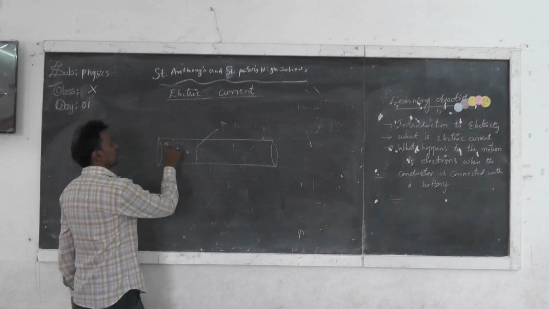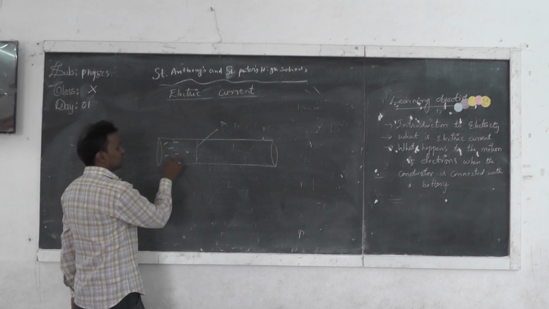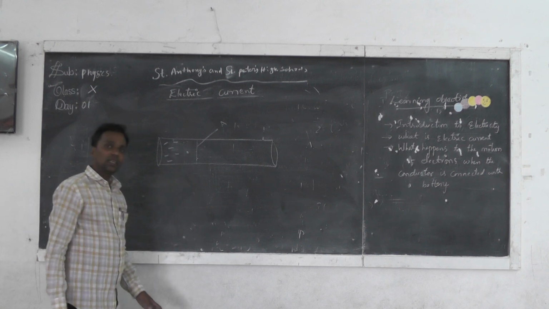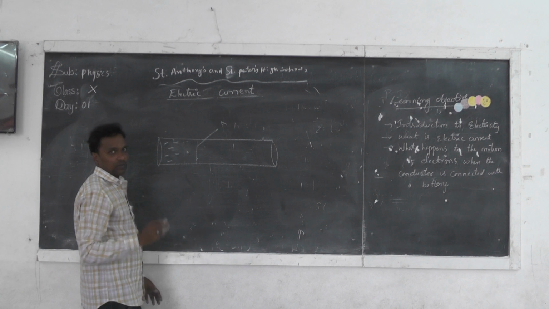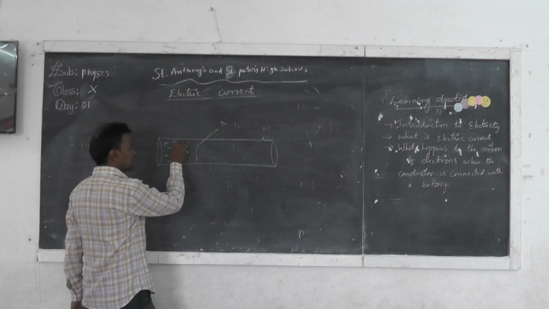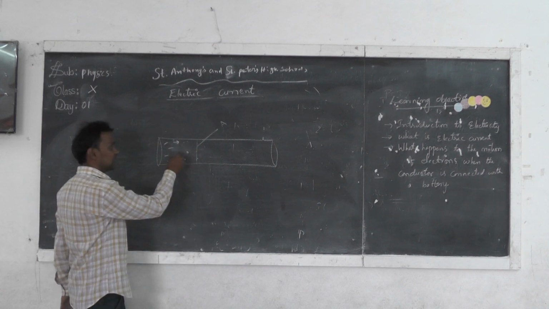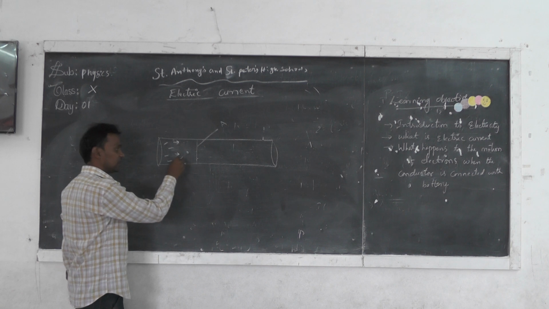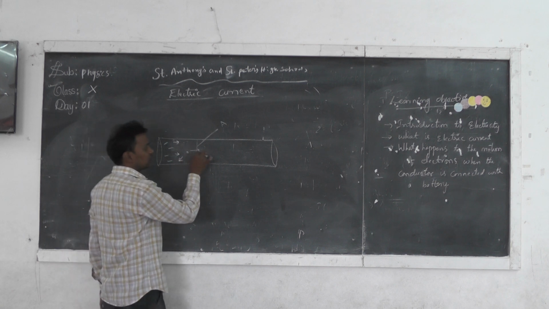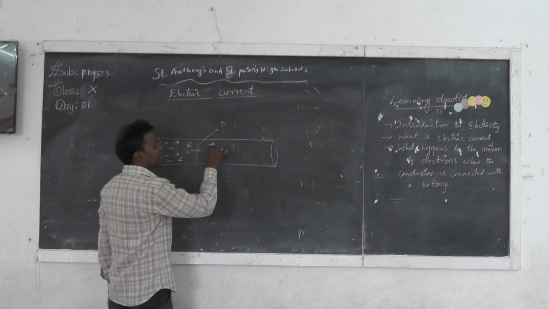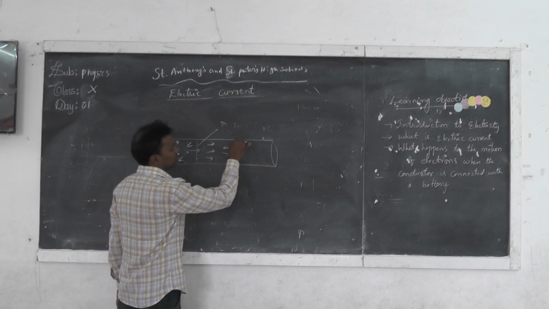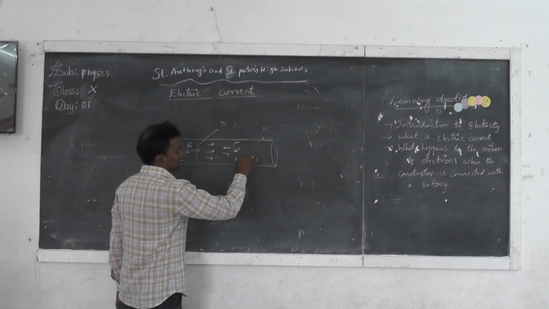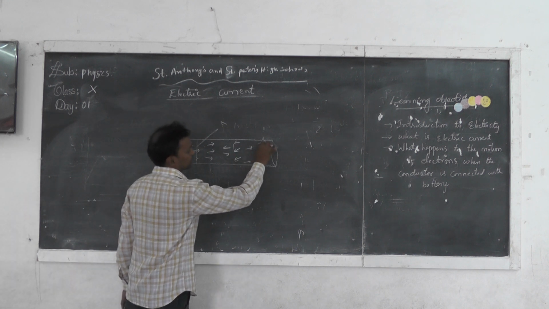Now in this one, there are electrons, that means negative charges, and positive charges. I will denote the negative charges like this. This charge is moving in this direction, this charge is moving in this direction, and this charge is moving like this. They are randomly moving. They don't have any specific path for their motion, randomly distributed.